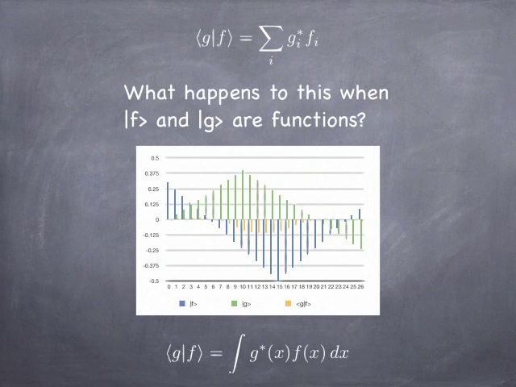Now, one other thing I want to point out, notice the dimensions of F and G in the discrete vector space are unitless, but in the function vector space, the functions are not unitless because we're integrating over space, and so that means the functions have to have units of 1 divided by the square root of length. So that's also true of our quantum mechanical wave functions. And the reason is so the inner product can be a unitless number, an amplitude.